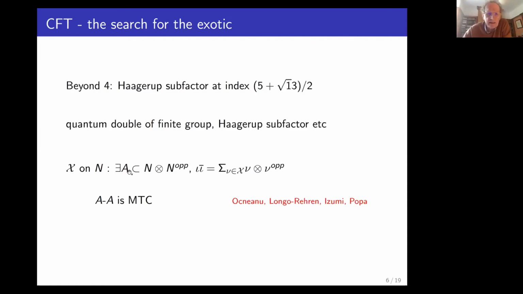So in the case when I'm just having a group acting on n, this recovers the construction of Drinfeld of the quantum double of a finite group. But this is a vast generalization, and it allows us to take doubles of the Haagerup and get non-degenerately braided things.